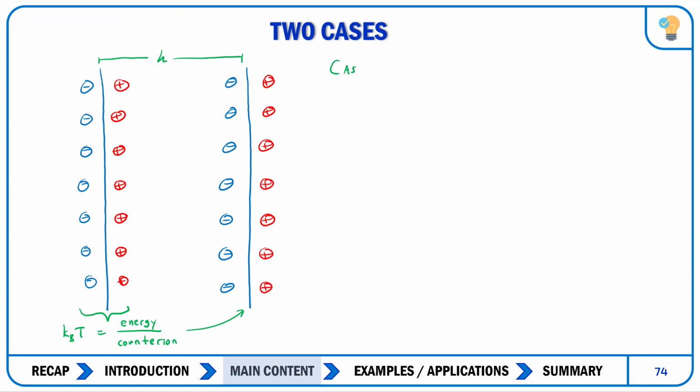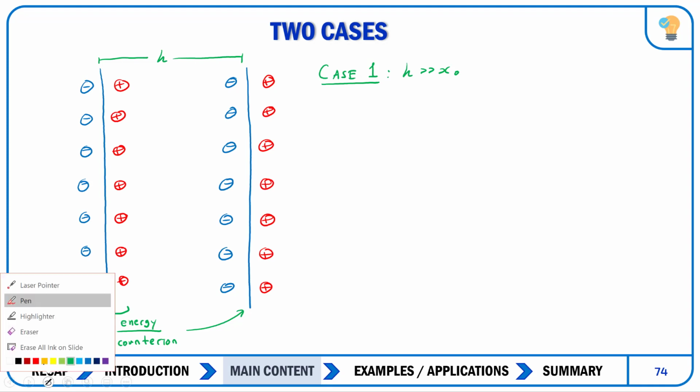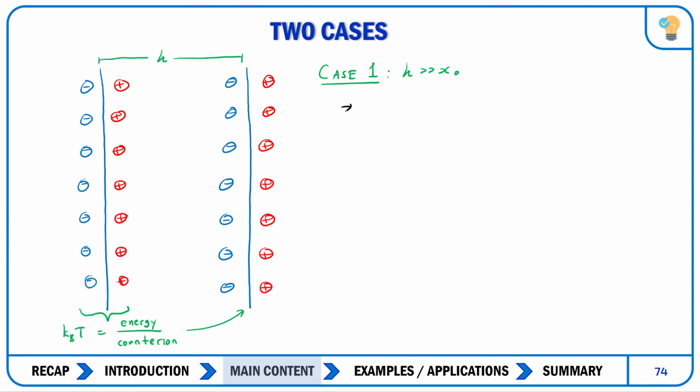Case number 1. What happens if we have a really, really large separation distance? If we have a very large separation distance between the two strands or between the two different layers, what's going to happen is that there's going to be no interaction.